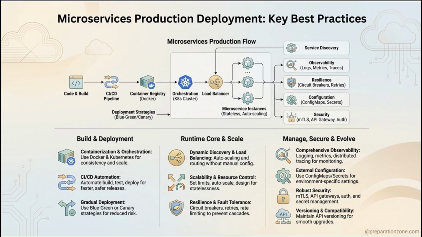Versioning and backward compatibility. When services evolve, we use proper API versioning to keep older clients working. This allows teams to upgrade safely without breaking anything downstream. Scalability and resource management. We design services to be stateless whenever possible, so they scale effortlessly. Then we set resource limits and let Kubernetes auto-scale based on traffic. This ensures we scale intelligently and avoid wasting resources.